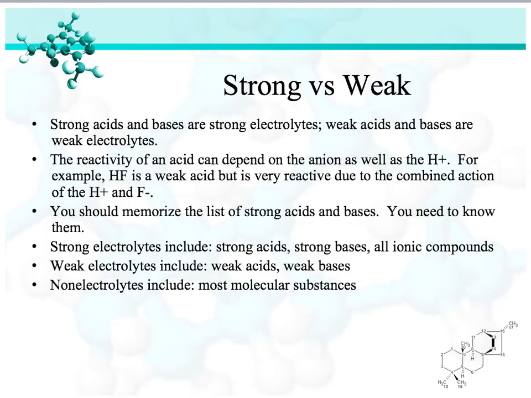All right, here's an important slide with lots of information. Strong acids and bases are strong electrolytes. Weak acids and bases are weak electrolytes. The reactivity of an acid can depend on the anion, so go ahead and read that information. You should also memorize the list of strong acids and bases. You're going to need to know them. And then strong electrolytes include strong acids, strong bases, and all ionic compounds. Weak electrolytes are weak acids and weak bases. Non-electrolytes are most molecular substances.